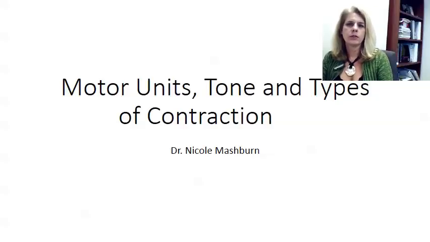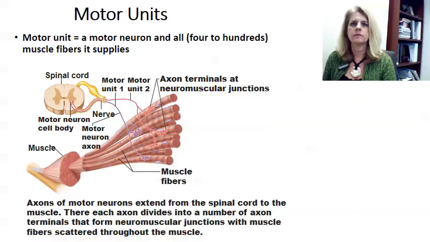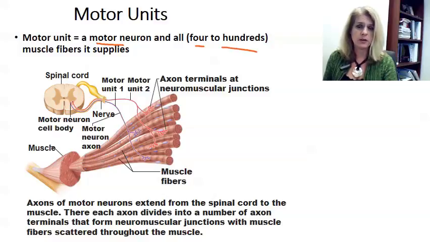Hello, and now we're going to talk about motor units, muscle tone, and different types of contractions. So a motor unit is a motor neuron and all of the muscle fibers it supplies. One motor neuron may go to 4 muscle fibers or it may go to hundreds of muscle fibers. So the motor unit is the one neuron and however many muscle fibers it goes to. And I have a picture here to demonstrate what that would look like.